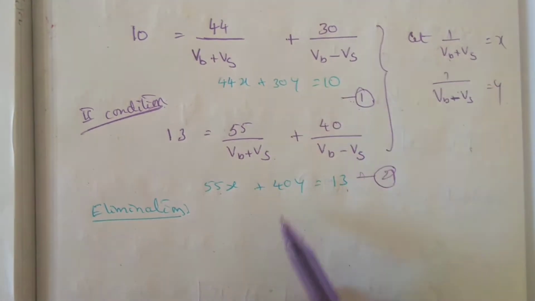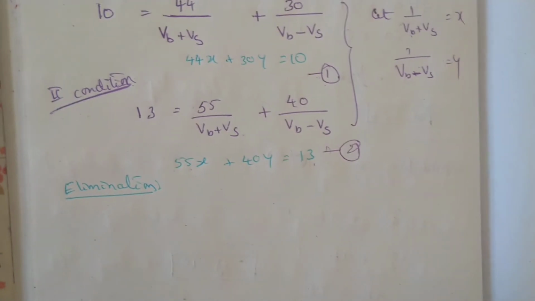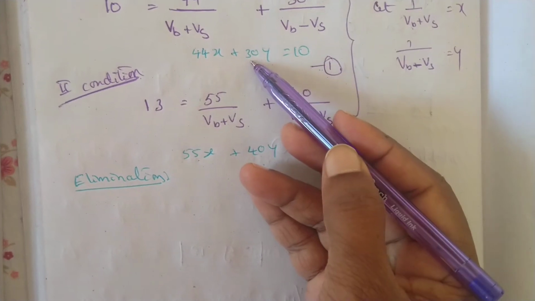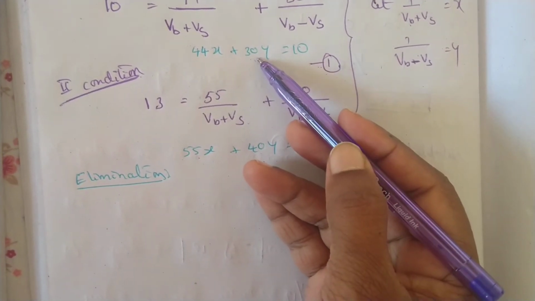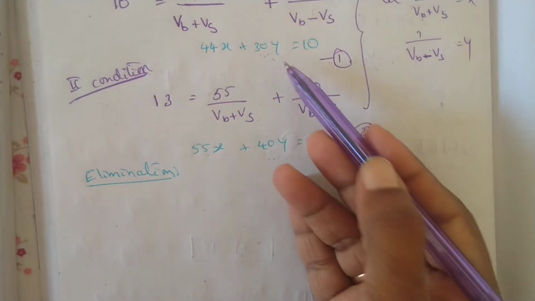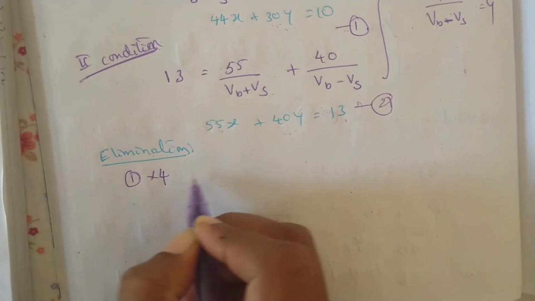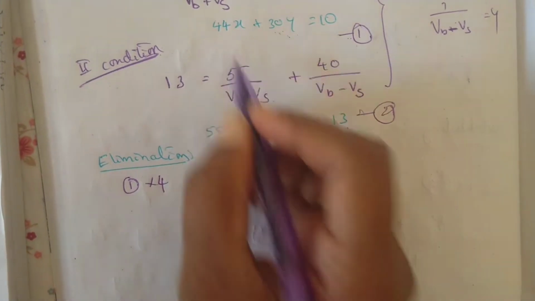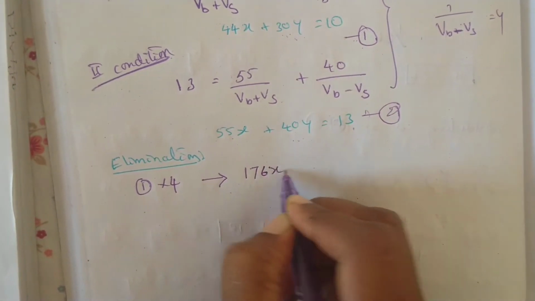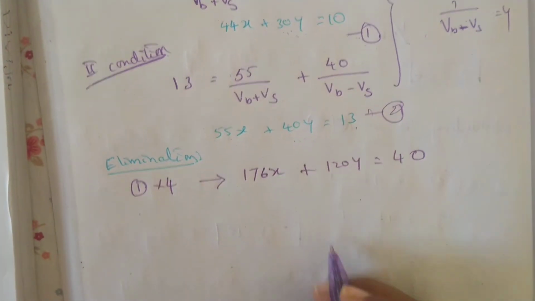So now we have to eliminate one of the variables so that we can find the other variable. If you observe these two, see here, if you multiply the first equation with 4, you will get 120y. If you multiply the second equation with 3, you will get 120y. So elimination is possible. So the first equation I want to multiply with 4. So equation 1 into 4 gives you, 4 4s are 16, so 176x plus 120y is equal to 40.